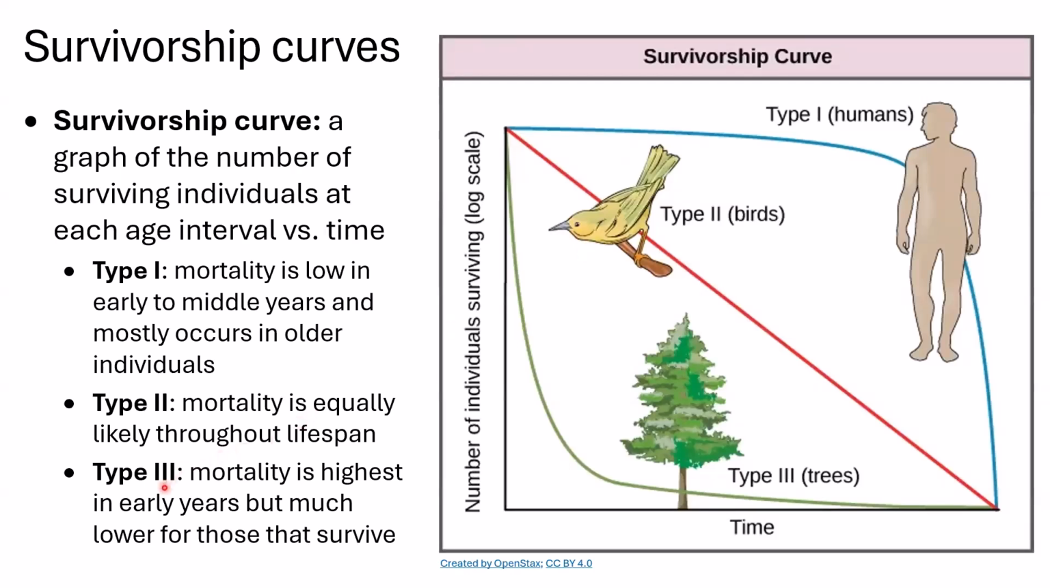A type 3 survivorship curve is one in which mortality is highest in early years. This is the case for trees, which can release a lot of seeds, but only a few manage to survive and grow. The ones that do survive, however, will generally live for a long time. This is also the case for other species that generally have a large number of offspring, with many dying to predation early on, but the ones that survive are able to thrive.